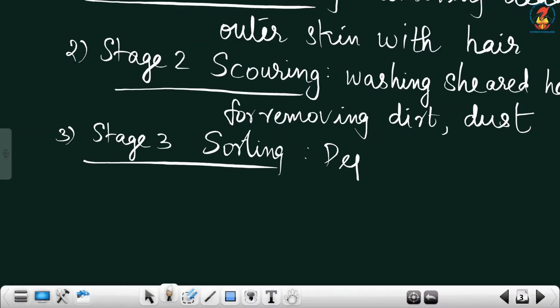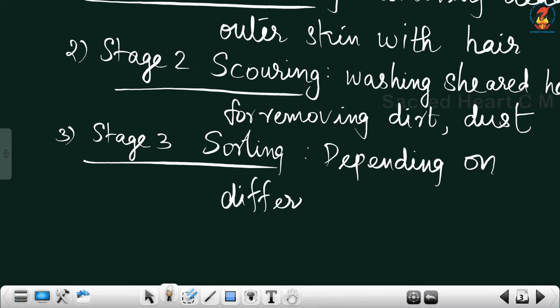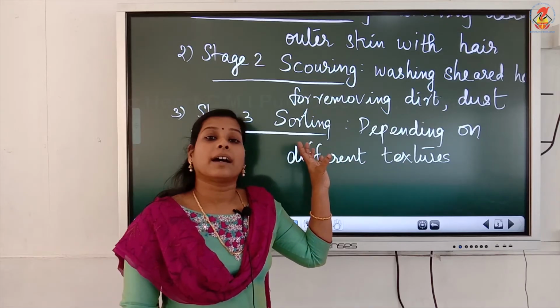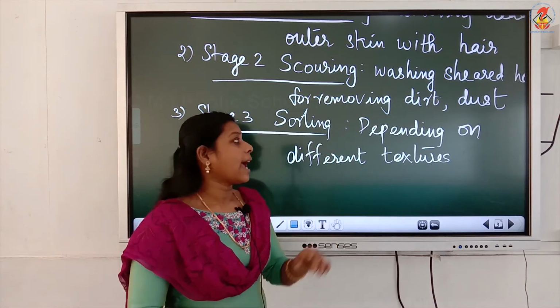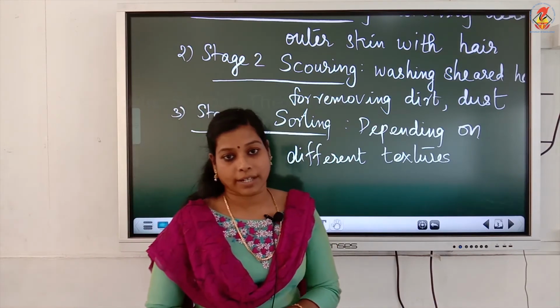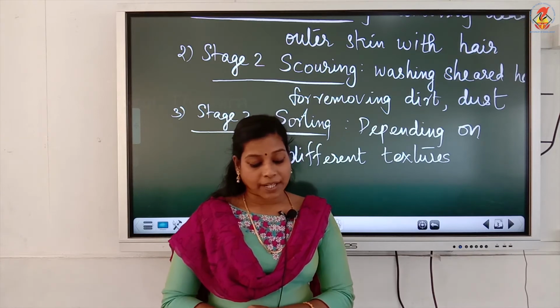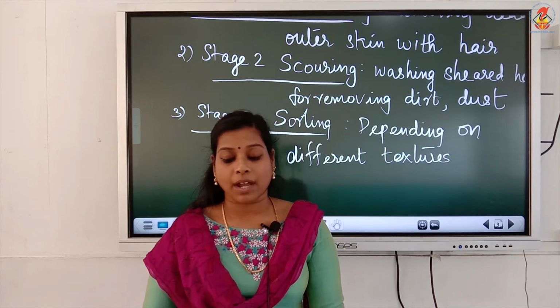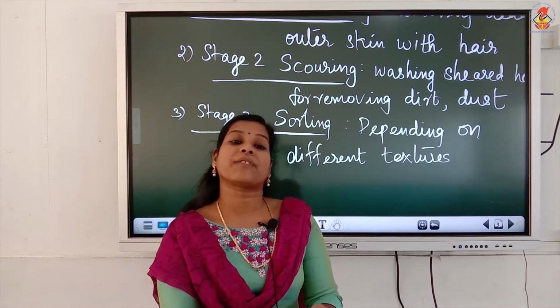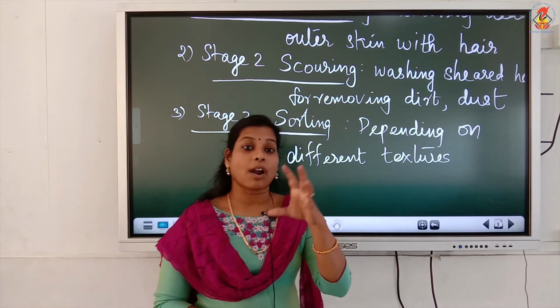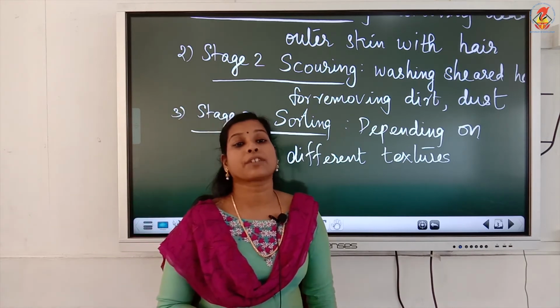Sorting depending on different textures. So, depending upon the different textures, these collected hairs are sorted, and that is known as stage 3, sorting. Okay. After that sorting, there will be small fluffy fibers that we call burrs. Burrs have to be removed from that.